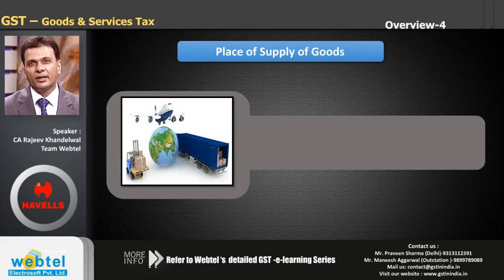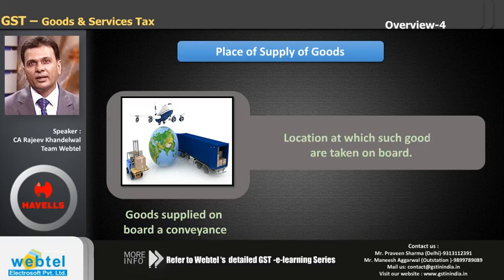What about goods supplied on board a conveyance? Now, goods may be transported by, let us say, train. Goods may be transported by air cargo. So the location at which such goods are taken on board. So if we are supplying goods from Delhi, and the products are handed over to the air cargo at Delhi, then the place of supply will be Delhi.